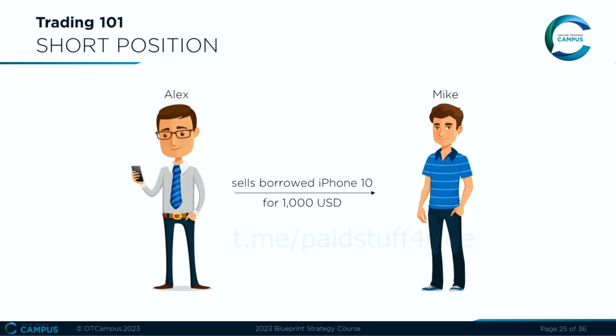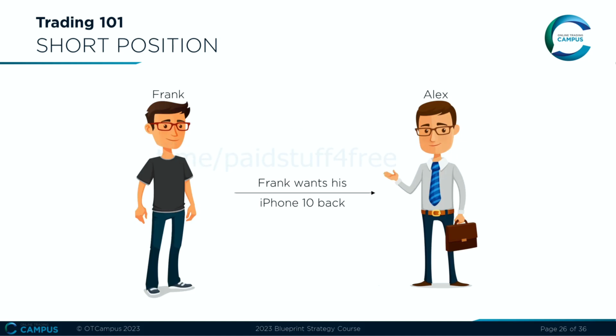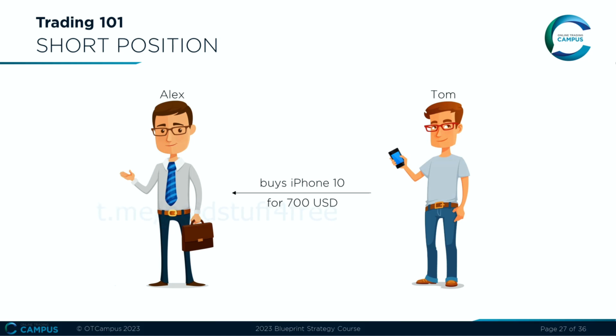Now, Alex sells the borrowed iPhone to Mike, who desperately wants it, and let's say he's selling that borrowed iPhone for $1,000. So first he borrows it, then he sells it to Mike for $1,000. Since he's a smart businessman, he knew that during that specific month, the brand new iPhone 11 would be coming to market. So what happened with the old model when the new version is getting released is it depreciated in price quite a lot.